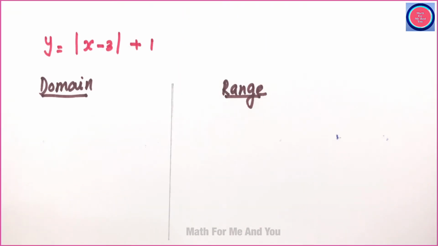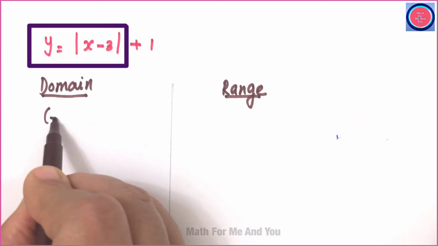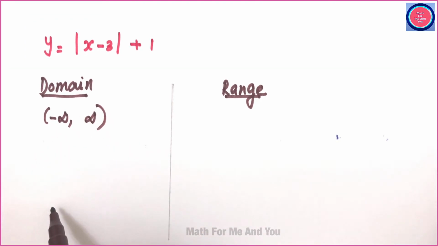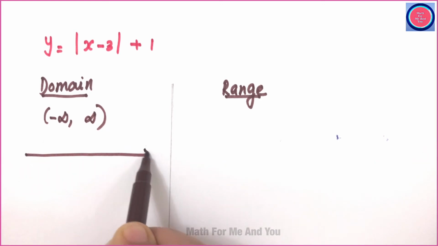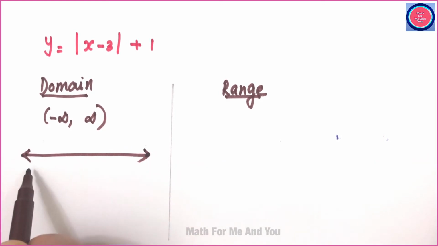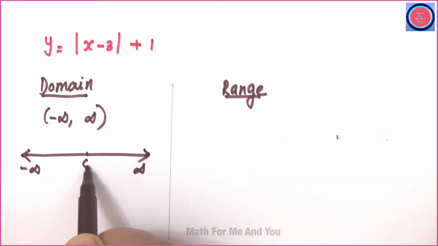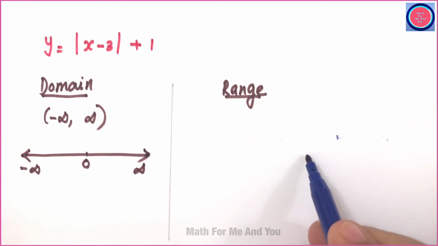See the next function: y equals absolute value of x minus 3, plus 1. Just now we finished y equals absolute value of x minus 3. Here there is plus 1 also. Domain is the same as before. It is minus infinity to positive infinity. In the number line, x takes all the values: negative, 0 and positive numbers. For range, we can draw a number line. Whenever we get the answers, we can mark them over there.